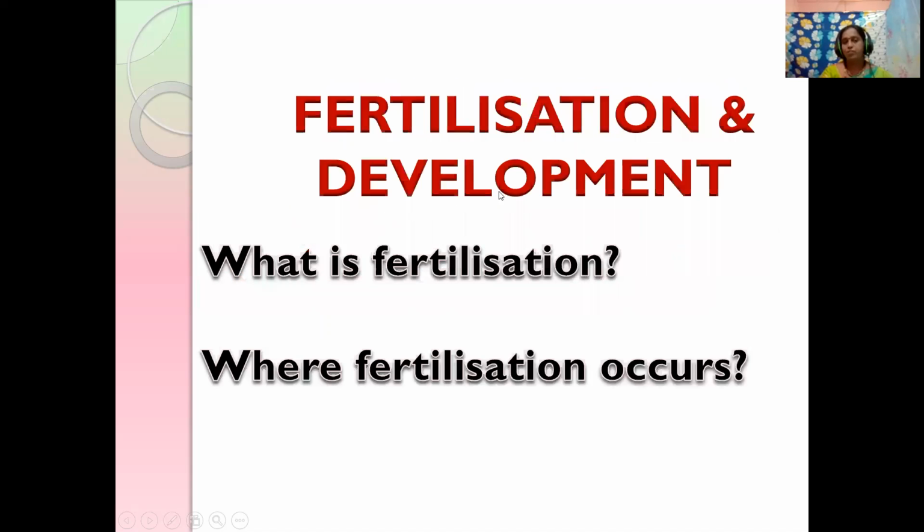Then comes fertilization. What is fertilization? It is the union of male and female gametes. That is, the sperm and the ovum combined is called fertilization. Where does fertilization occur? It occurs when the egg is released from the ovary.